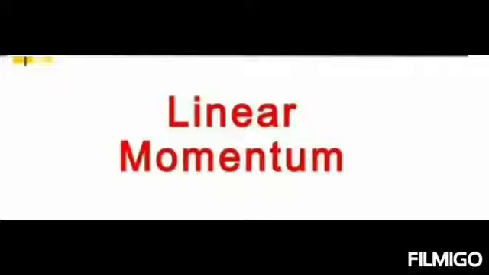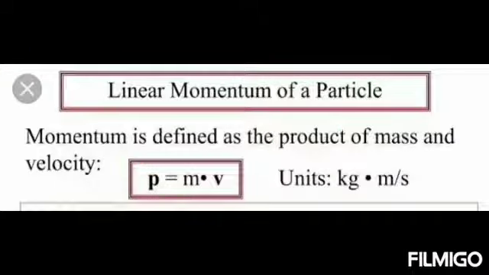Next one is linear momentum. Linear momentum is denoted by the letter P. Now we can see the definition of linear momentum. The product of mass and velocity of an object is called linear momentum. The formula for linear momentum is P equal to m into v, where m means mass and v means velocity, and P denotes linear momentum.